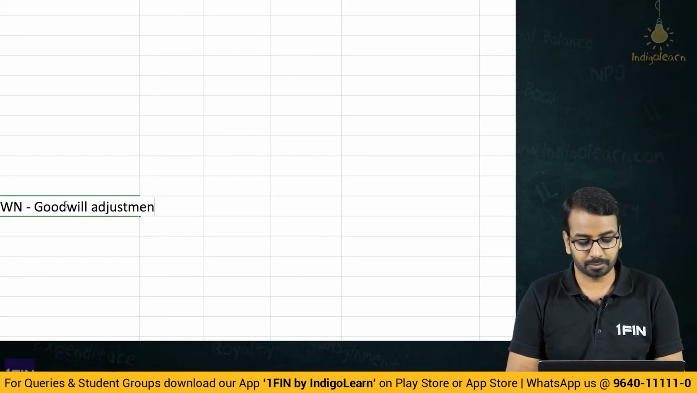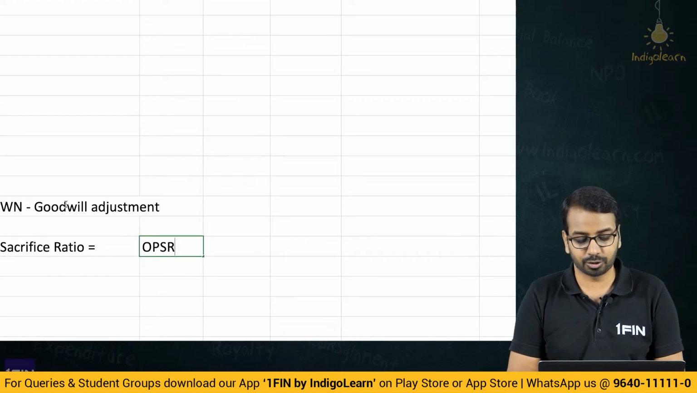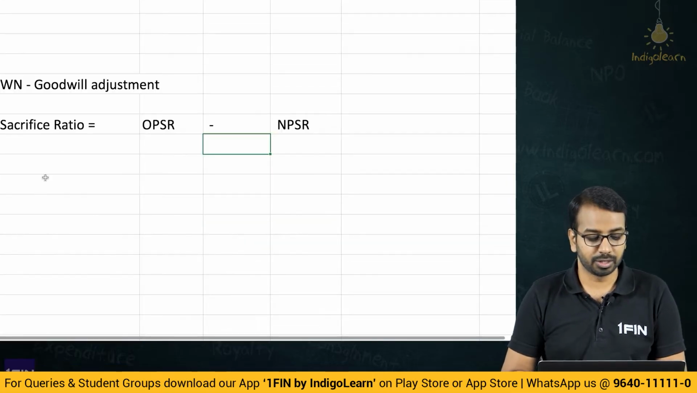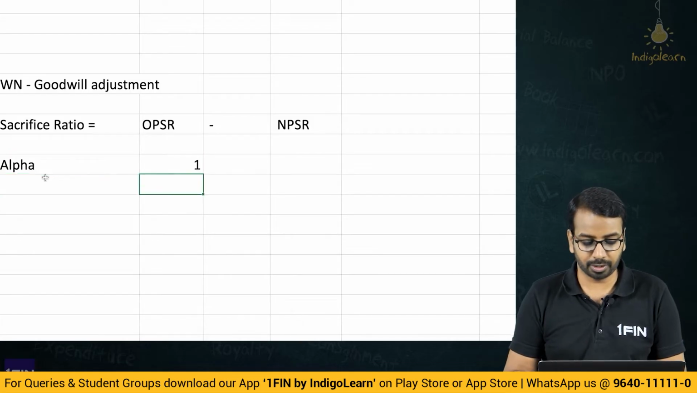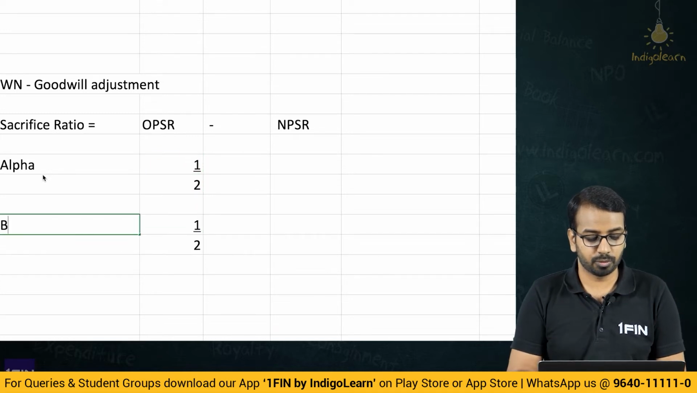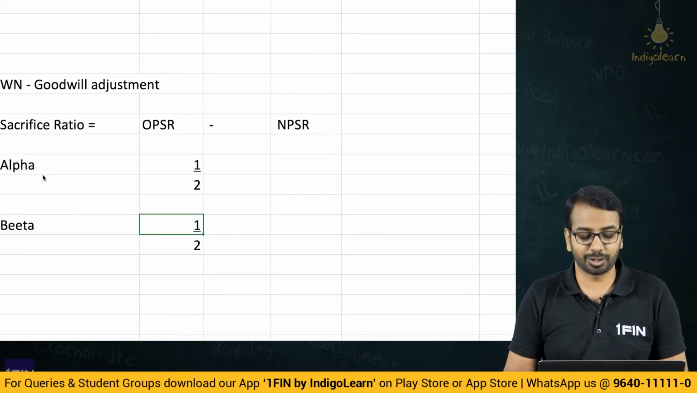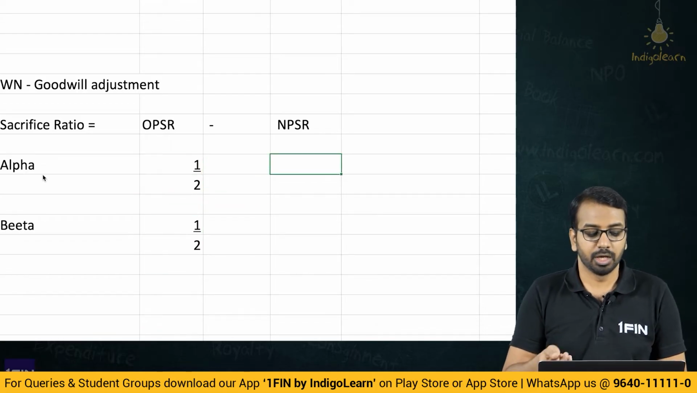Goodwill adjustment. Sacrifice ratio is equal to old profit sharing ratio minus new profit sharing ratio. Okay. So for Alpha, old profit sharing ratio is 1/2. For Beta, also old profit sharing ratio is 1/2. Okay. Then what is the new profit sharing ratio?